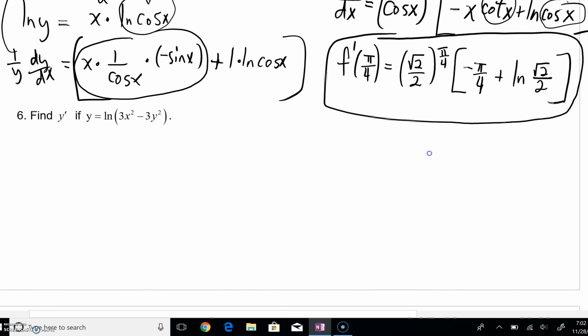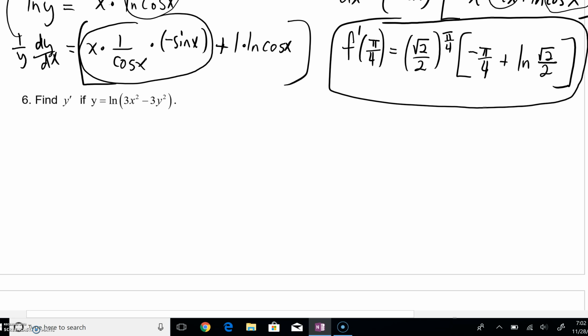Let's do number 6 also and take a look at that. We're trying to find y prime. We're trying to find dy dx. And the immediate observation that we can make is that we're actually dealing with a y on both sides. We're going to have to deal with implicit differentiation. Now, I'm going to do something that you don't have to do, but I do strongly suggest doing it because it's going to make your life easier.